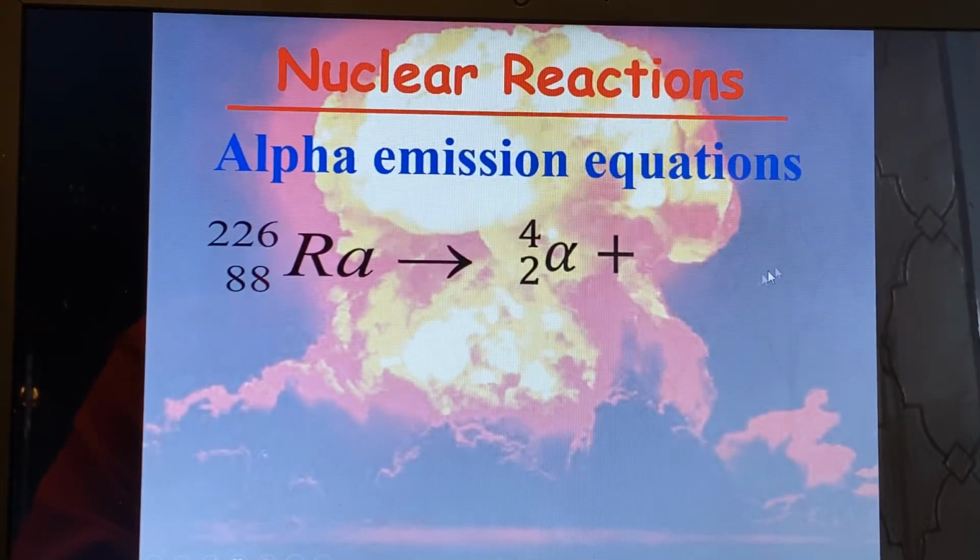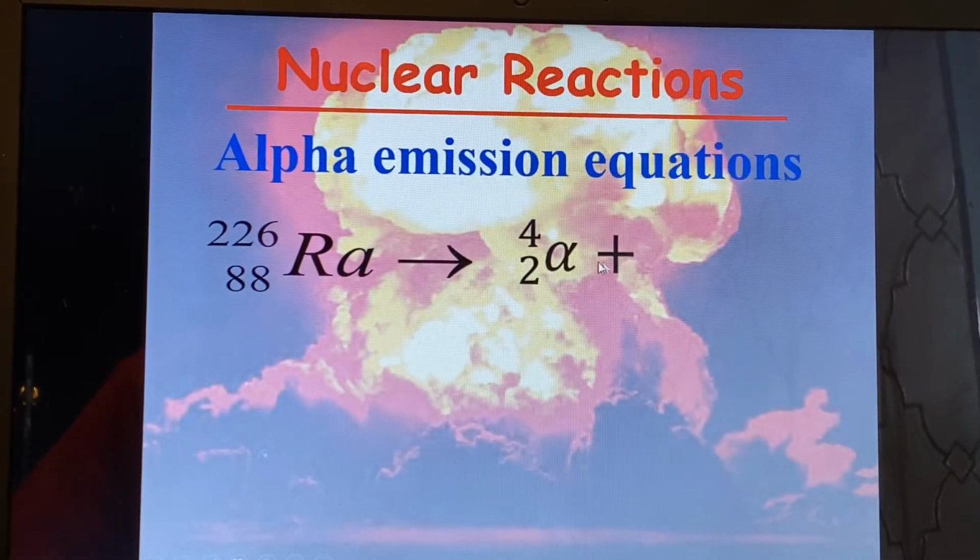Now we have to predict there's a missing particle here, and this is where simple math comes into play. Your arrow is your equal sign. The bottom numbers on the left have to add up to equal the bottom numbers on the right. Since we only have one thing on the left, it's 88. Over here we have a 2. So what plus 2 equals 88? I think everybody knows 86 plus 2. So our missing particle is going to have an atomic number of 86.